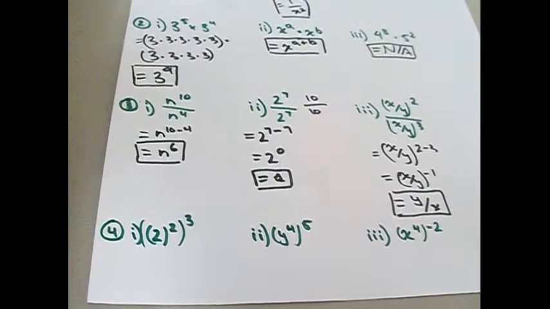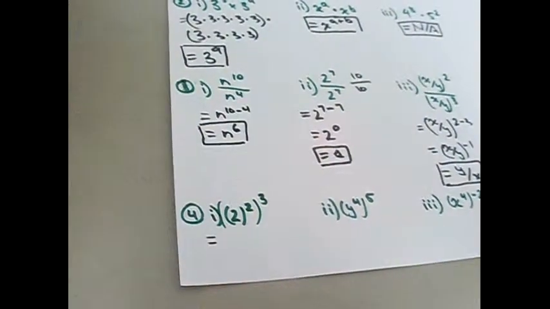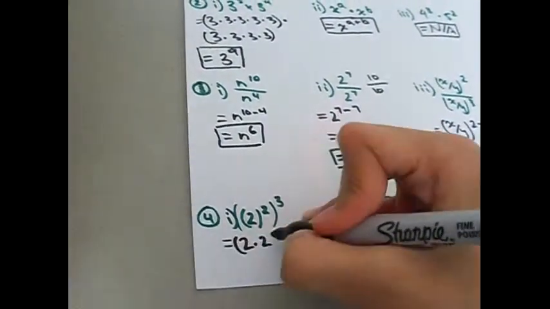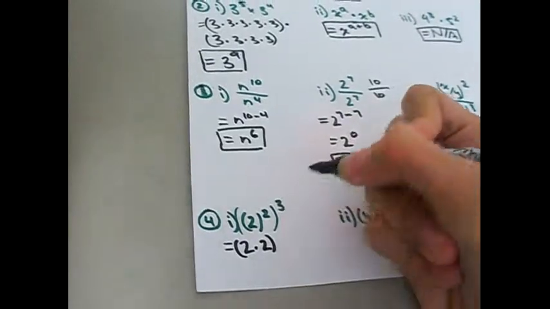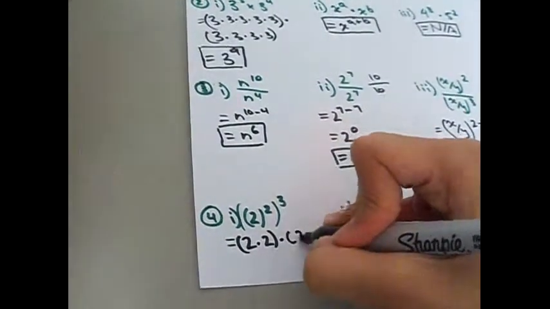And we reached our last law. I like to call it exponents on exponents. So let's simplify the first one. 2 to the power of 2, to the power of 3. So I'm going to write 2 to the power of 2 and I have to do that 3 times.